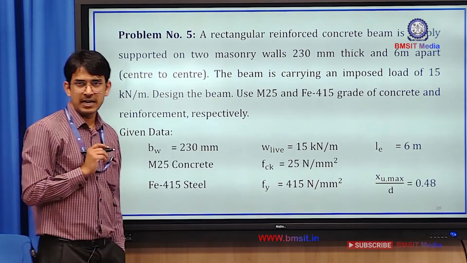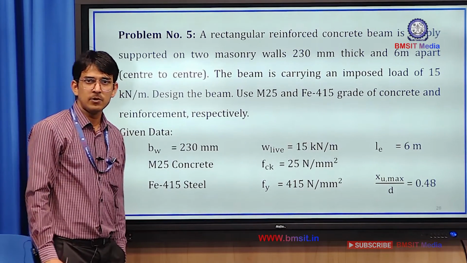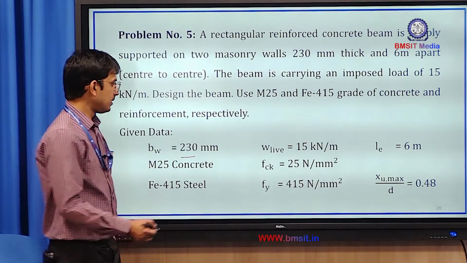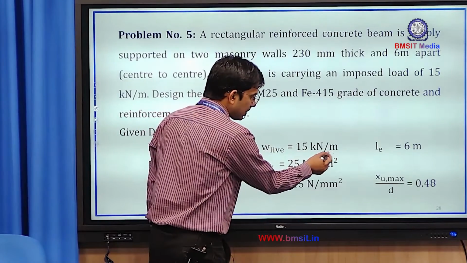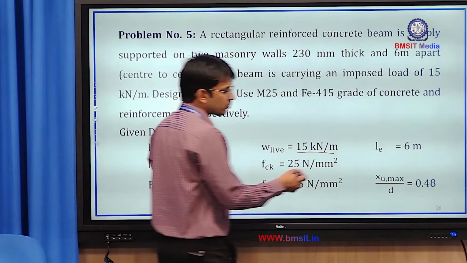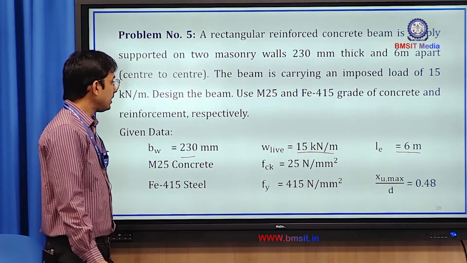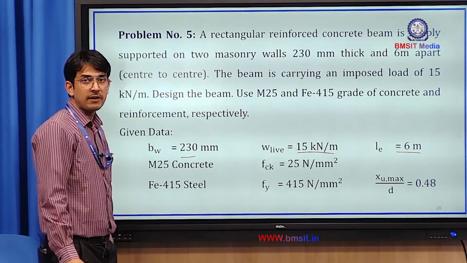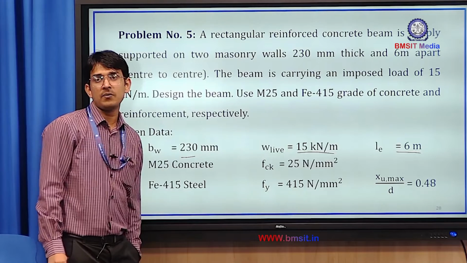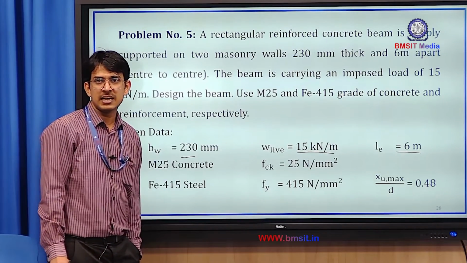Before designing, we first write down the given data. BW, the width of the support, is 230 mm. The imposed load is 15 kilonewton per meter. The effective span, center to center distance, LE is 6 meters. For M25 grade of concrete, FCK, the characteristic strength, is 25 Newton per mm square. For Fe415 steel, we have Fy and XU max by D. So these are the information we have.